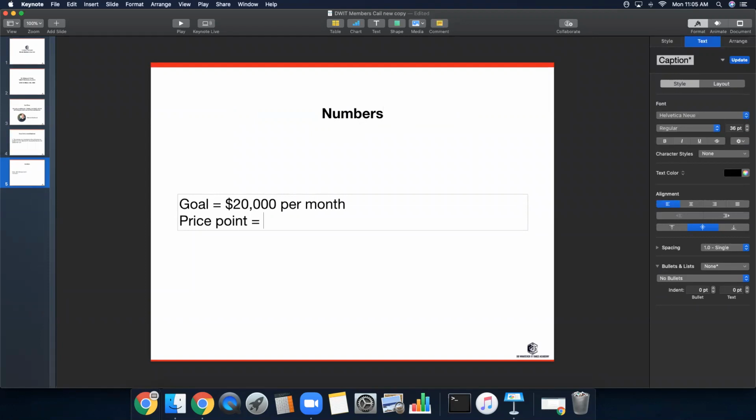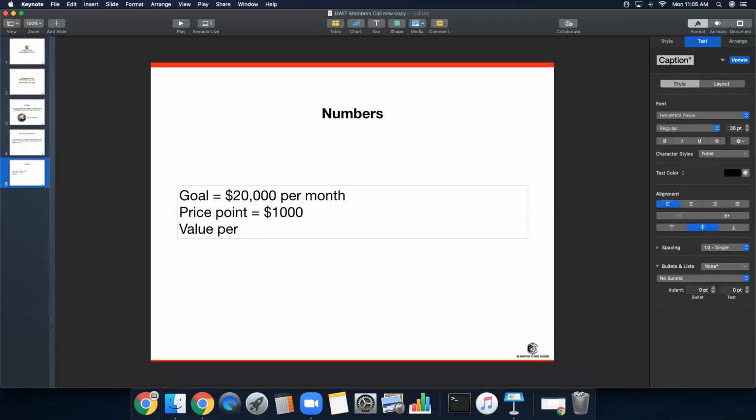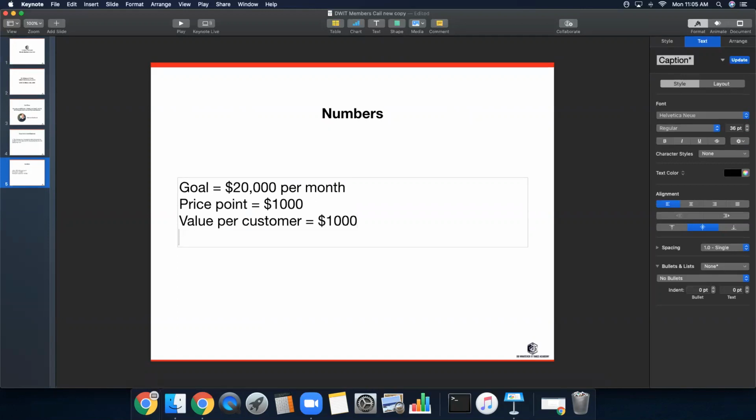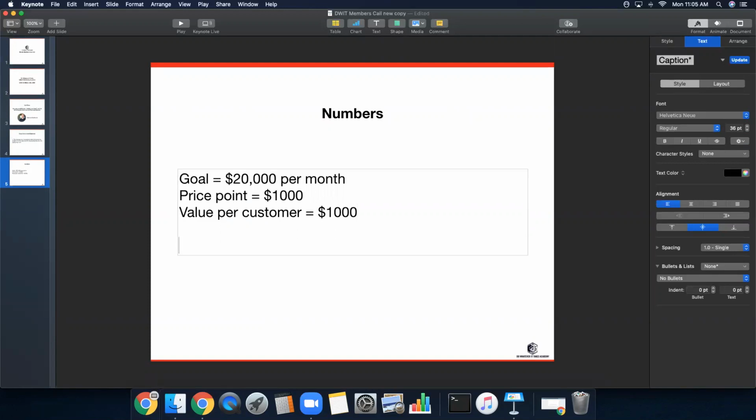Price point equals $1,000. And you have your immediate value per customer, meaning that they don't have any upsells. There's nothing else. First 30 days, your price point's $1,000. Your value per customer is going to be $1,000. No additional anything. Now we have to make sure, okay, well, what is the sales process?